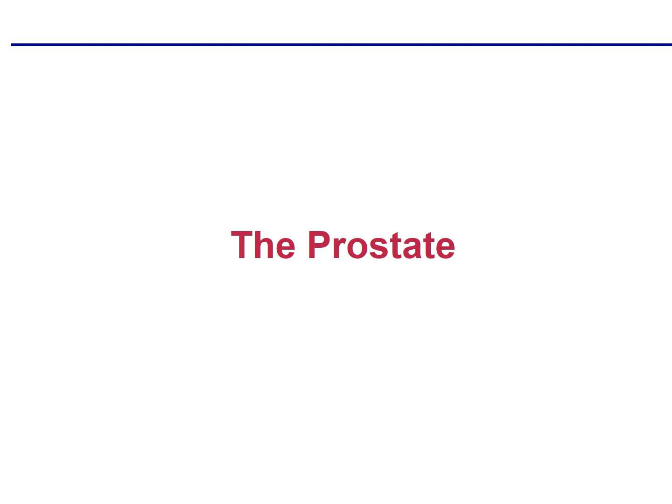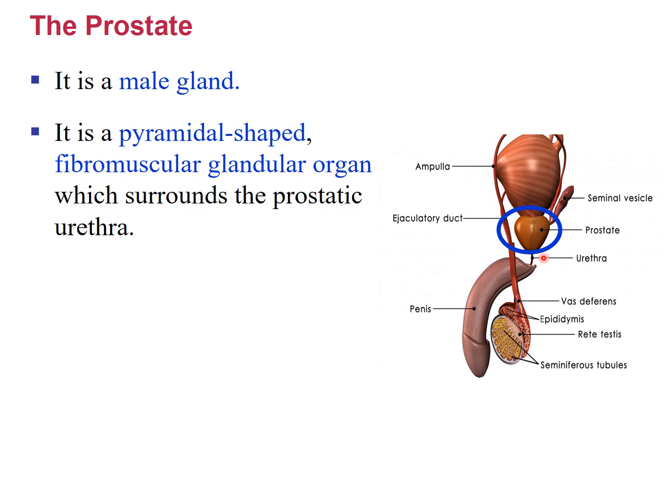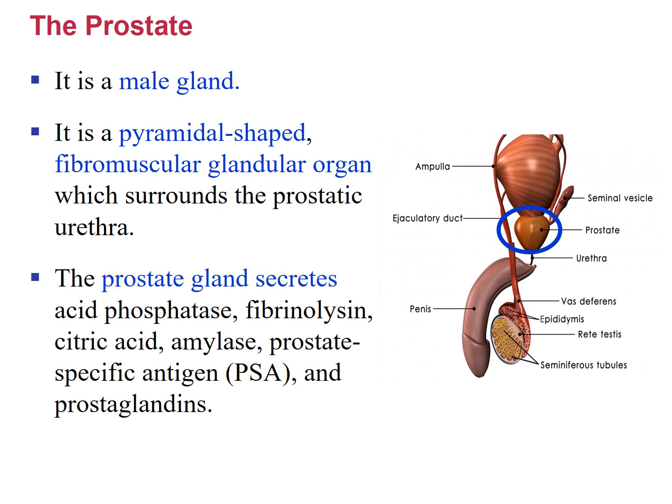Moving to the next component, that is the prostate. The prostate is a globular fibromuscular gland. So it is a male gland. You can locate it here. It is pyramidal in shape. As I said before, it is a fibromuscular glandular organ which surrounds the prostatic urethra. The prostate gland secretes acid phosphatase, fibrinogen, citric acid, amylase, prostate-specific antigen, and prostaglandins.